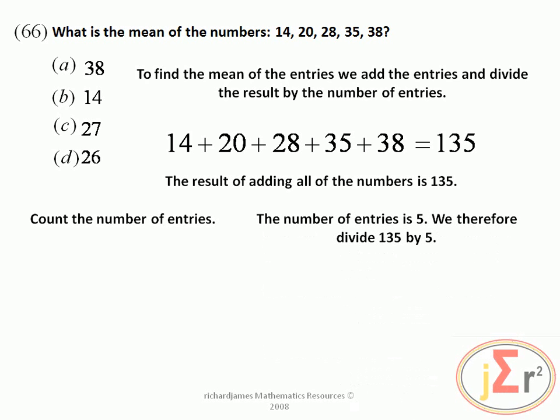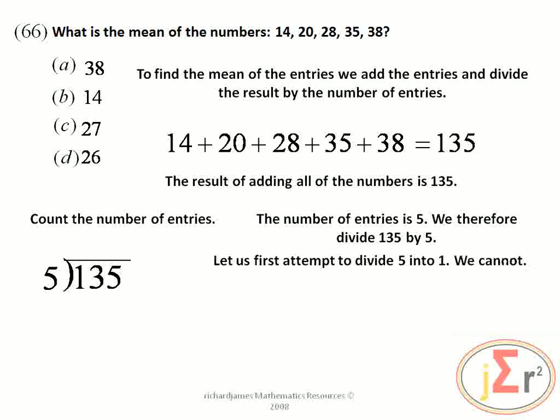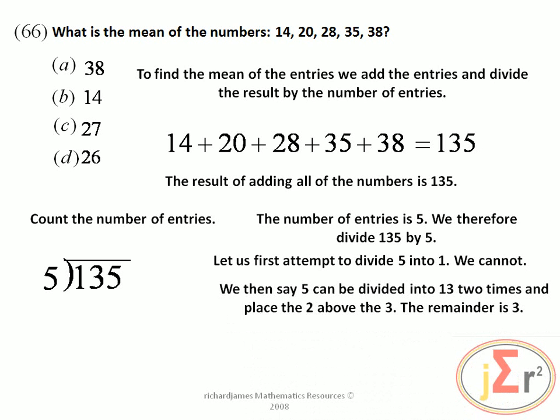We therefore divide 135 by 5. So let us first attempt to divide 5 into 1. We cannot. So let us then say 5 into 13. And that will go 2 times and remainder 3. See, 5 into 13, 2. 2 5s, 10. 13 subtract 10 is 3. The answer is 2 and the remainder is 3.